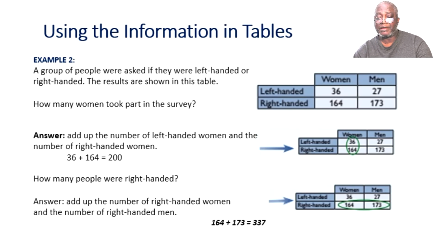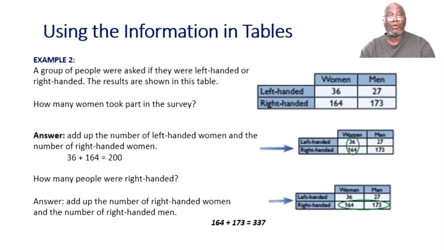Likewise, some of the men are left-handed, some of the men are right-handed. On the basis of that, you can tell how many women took part in the survey. That's what we call it when we're doing an investigation. You can tell the total number of men who took part in the survey. You can tell how many women and men are left-handed. You can tell how many women and men are right-handed. And then you can tell the total number of people who took part in the survey.